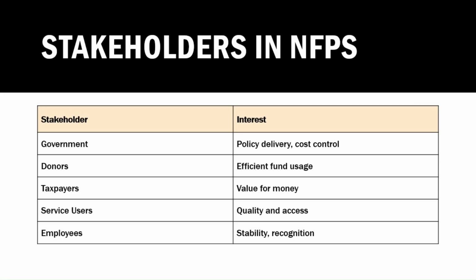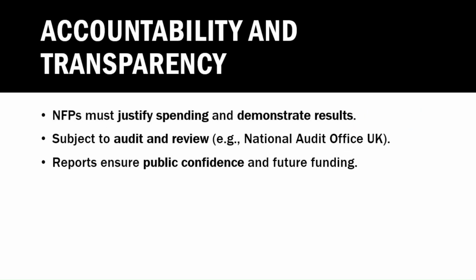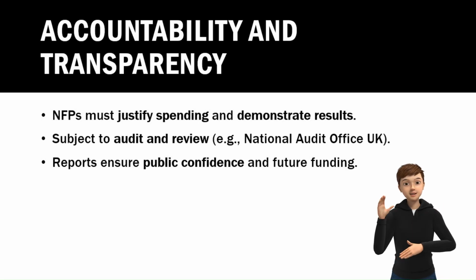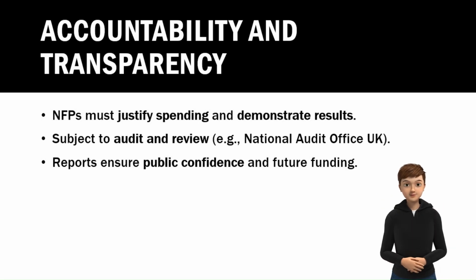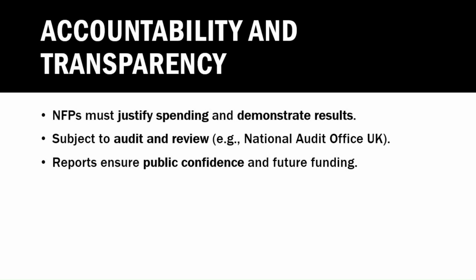Stakeholders in not-for-profit organizations have different expectations. Governments care about policy delivery and cost control. Taxpayers want transparency and fair use of funds. Donors expect efficiency and integrity. Employees want stability and growth. Beneficiaries expect accessible and high-quality services. Because funding comes from public sources, accountability and transparency are essential. Organizations must justify spending and demonstrate results. External audits and reviews, such as those by national audit offices, build public confidence and maintain funding.